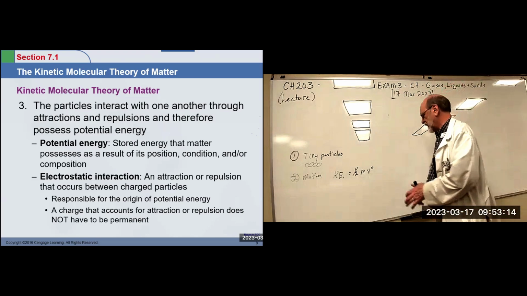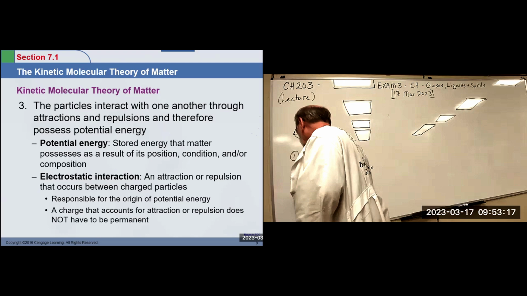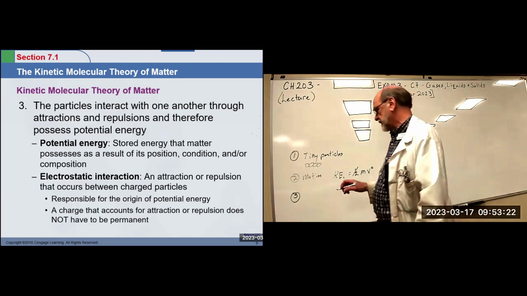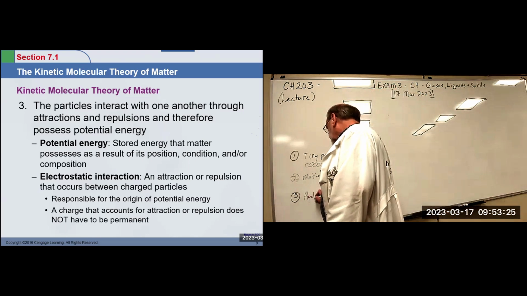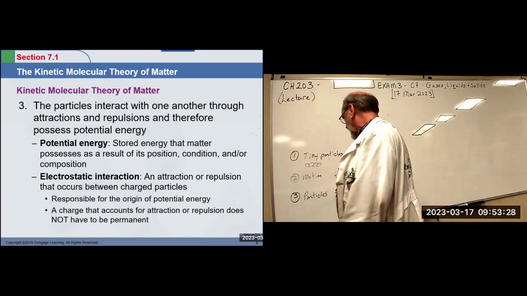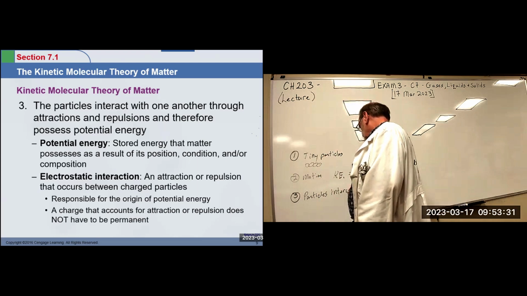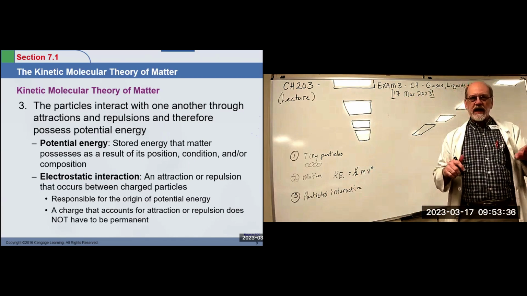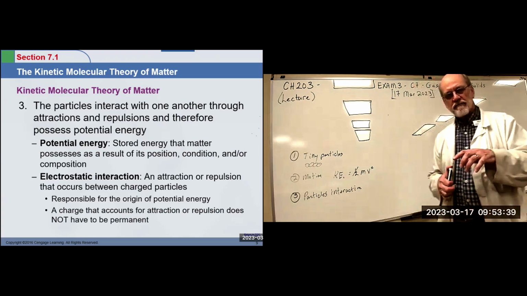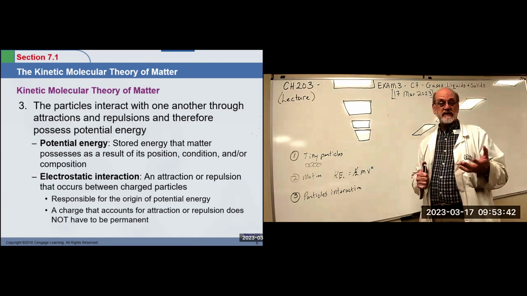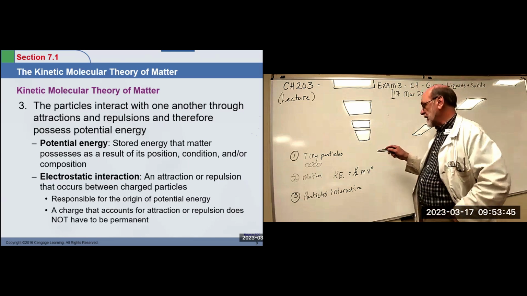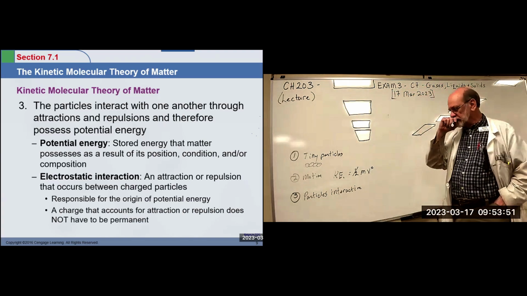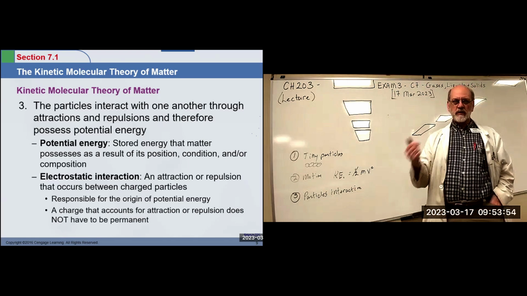Now, particles interact with one another. This is one that I generally don't include in the theory, but since your book does, I'm going to stick with them. Particles interact. That's the nature of that interaction. That determines whether it's a solid, liquid, or gas. The basic type of interaction, the ideal interaction that we normally discuss, is that these particles are like billiard balls and they just bounce off one another. There's no attraction or repulsion involved.